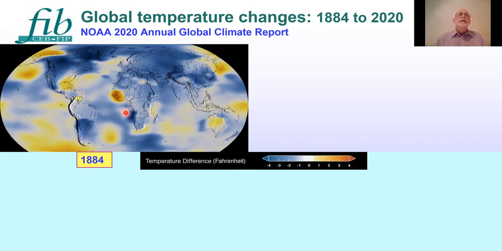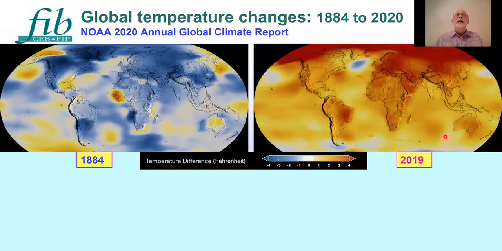In the NOAA 2020 annual Global Climate Change Report, this presents information about global temperature changes between 1884 and 2020. So here on the left, you can see a graphic of the global temperature situation in 1884, and here on the right, the one for 2019. You can see that the 1884 graphic presents in blue hues, which represent a temperature lower than the mean for the 20th century, and brown, yellow, which represents an increase above the average for the 20th century.